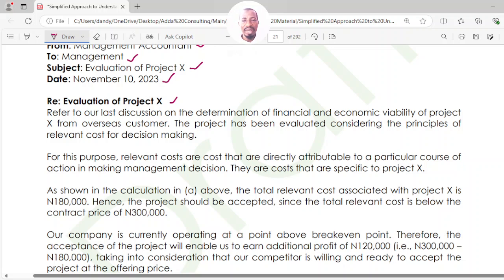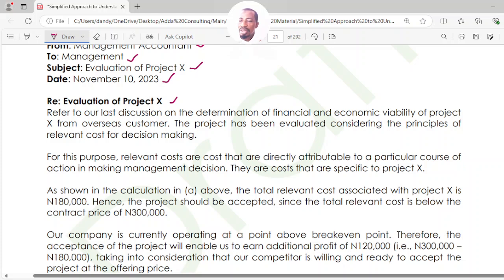I need to explain what is relevant costing, and that will take us to the next paragraph. For this purpose, relevant costs are costs that are directly attributable to a particular course of action in making managerial decision. They are costs that are specific to Project X.